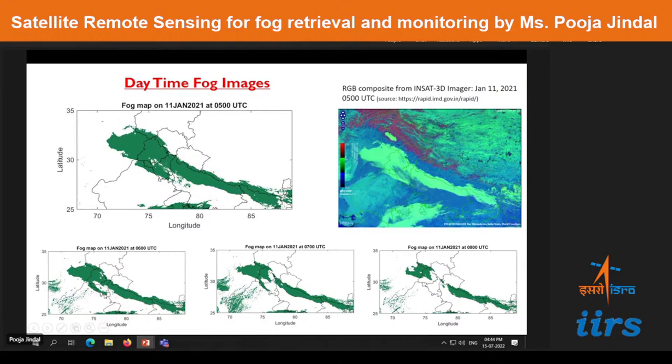Now, if you see these images, at 5 UTC there is a good spread. Then at 6 UTC, the fog has started dissipating. You can see that over parts of Haryana, the fog has dissipated. Then at 7 UTC, there is more dissipation. And at 8 UTC, Haryana is completely cloud free, and even the fog has thinned over UP also. Similarly, you can generate images for other times and monitor the fog at various times.